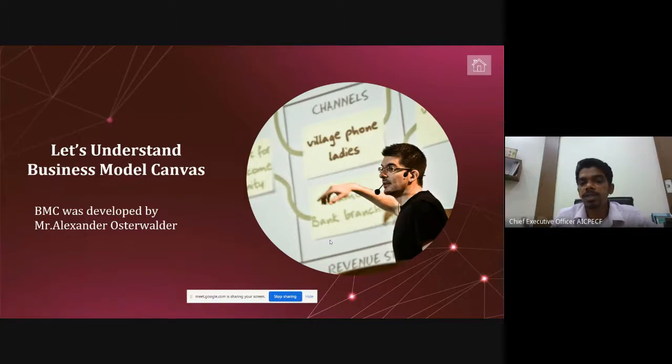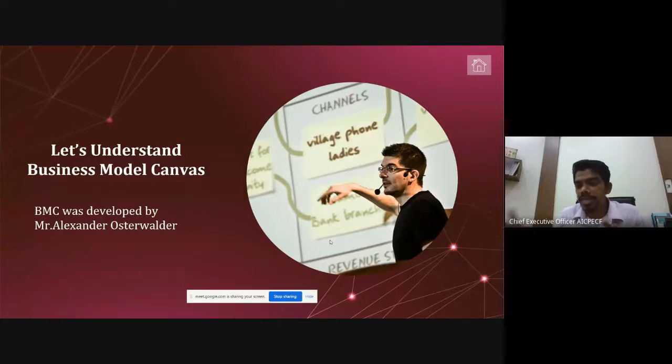Strategyzer is a Swiss-based startup consulting firm, an innovative consulting firm. They help startups and innovators to innovate things in a structured manner, how to get into innovation. So Mr. Alex Osterwalder was the one who invented this business model canvas, basically in the year 2005. It is nothing but a structured canvas where you can map all the key parameters of your business. So that is what a business model canvas is.